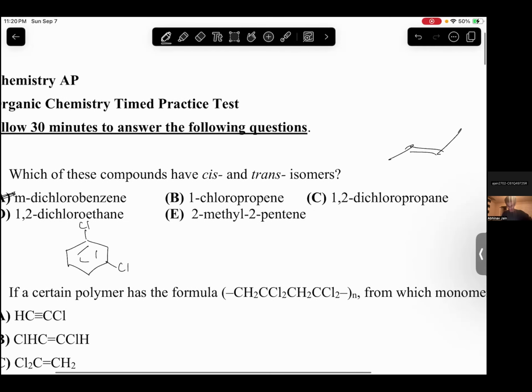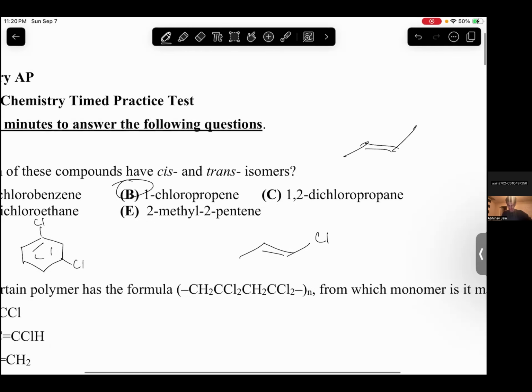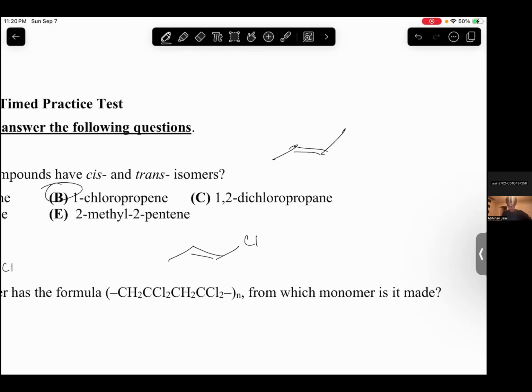B, 1-chloropropene. This would be 1-chloropropene. This can have cis-trans isomerism because we can have this chlorine group. This will be a trans, and this will be the cis isomer over here. So B is our correct answer.